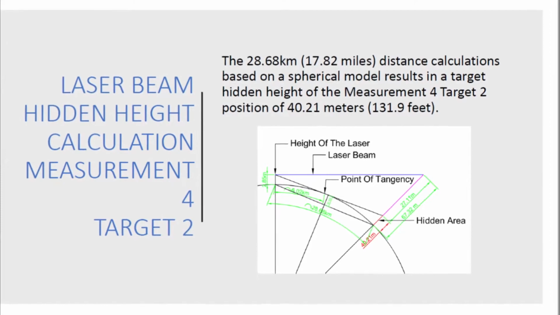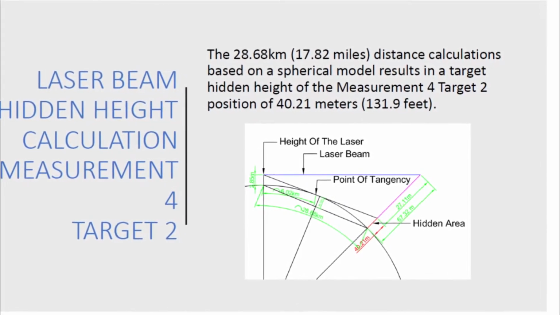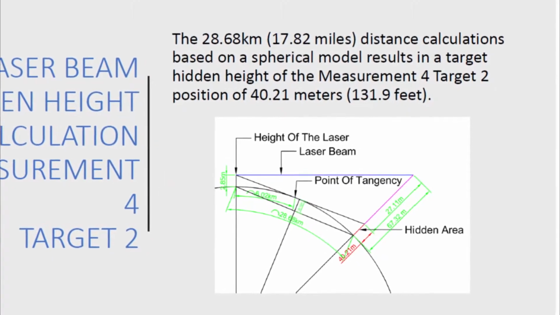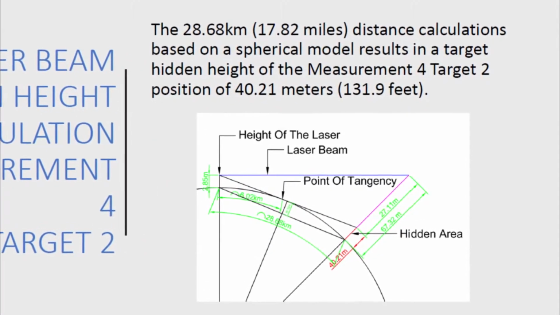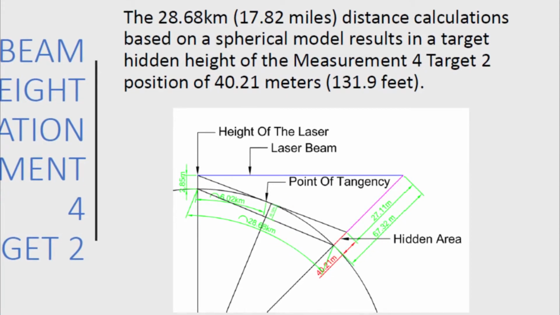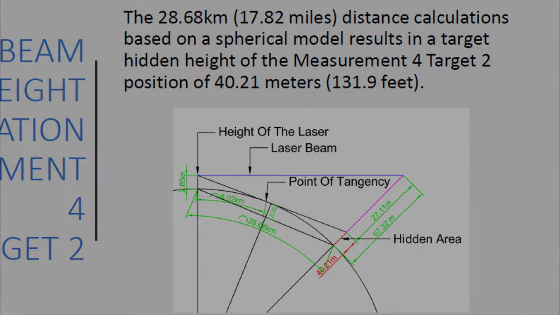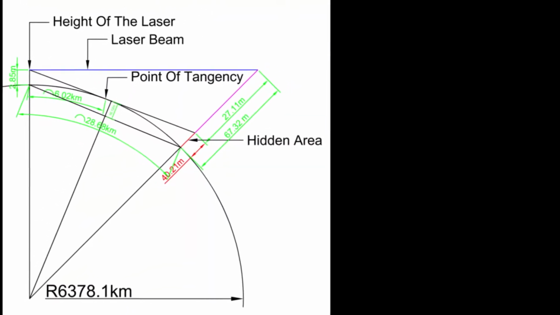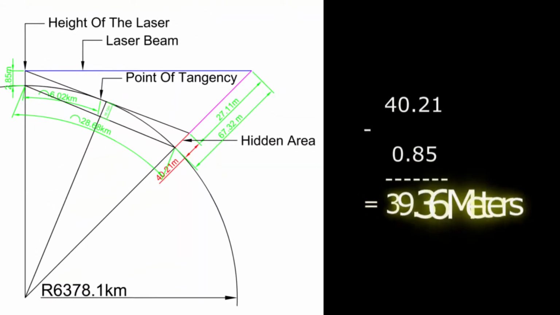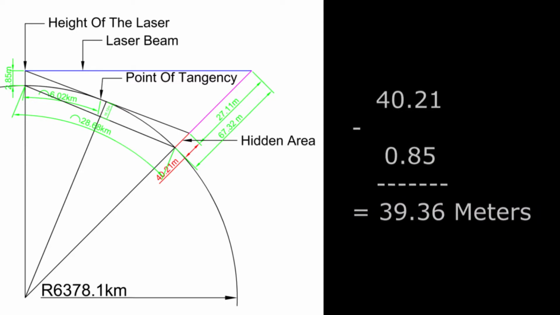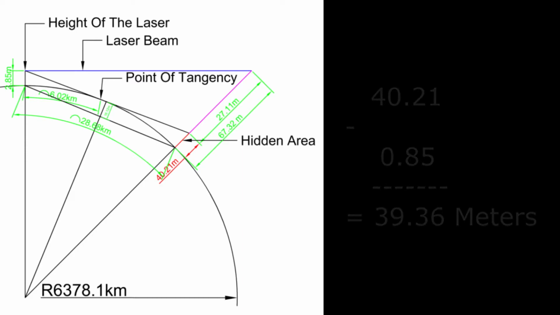It's really awesome. The 28.68 kilometer calculations based upon the WGS-84 geoid model resulted in a target hidden height for measurement 4 ISIL Lake target 2 location of 40.21 meters or 131.9 feet. The WGS-84 mathematical construct differed by 39.36 meters in this measurement, which meant 98% of the target hidden height was visible.